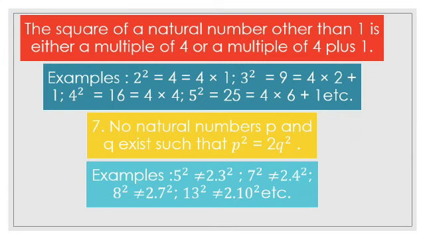No natural numbers p and q exist such that p squared equals 2 q squared. Example, 5 squared is not equal to 2 into 3 squared, 7 squared is not equal to 2 into 4 squared, 8 squared is not equal to 2 into 7 squared, and 13 squared is not equal to 2 into 10 squared.